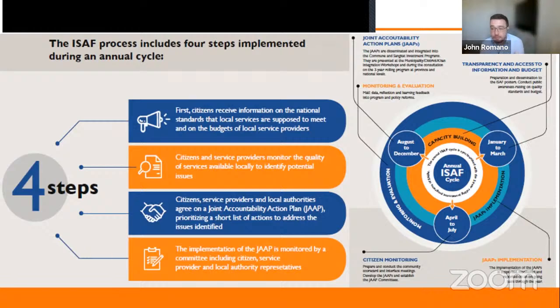During the ISAF cycle, citizens are informed on their rights and on the local budget. They then assess the quality of local services using citizen scorecards. Local dialogues are then supported to identify action plans, and these action plans are implemented and monitored. This annual cycle is synchronized with the planning and budgeting process at the commune level, with the objective to have actions identified through social accountability integrated and implemented through the commune plan and local budget.